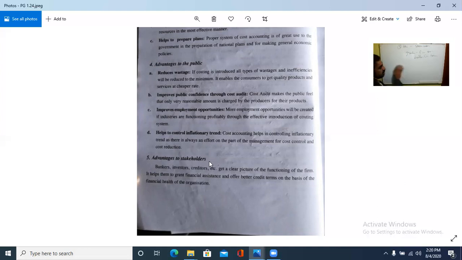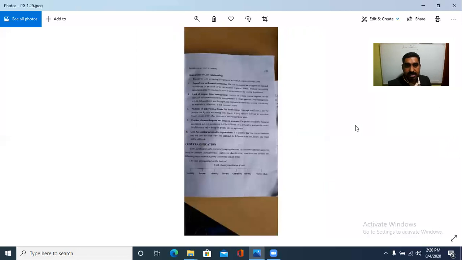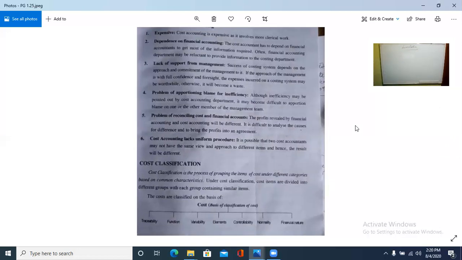While every merit has some demerit, we will look into the demerits of this technique. Demerit means limitation. So what are the limitations? One is expensive. Very good, correct. This method is very expensive, meaning too many people need to be employed, so there are more clerical workers. So one main limitation is that it is expensive, that is, it requires spending a good amount of money.